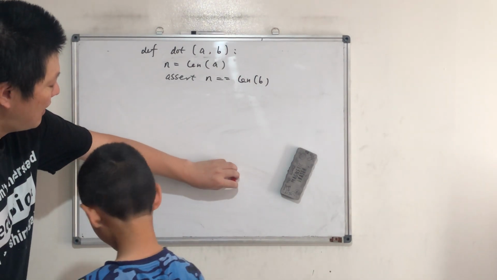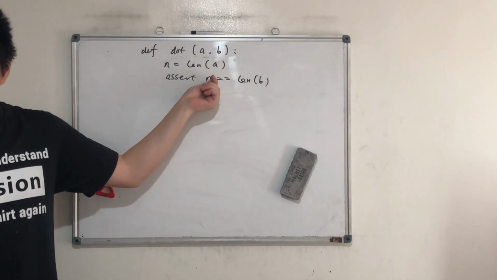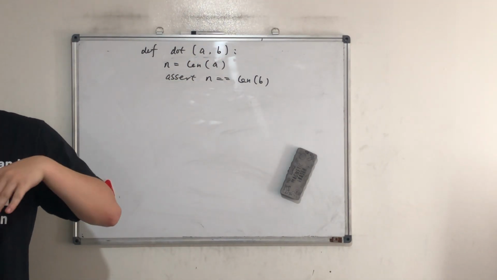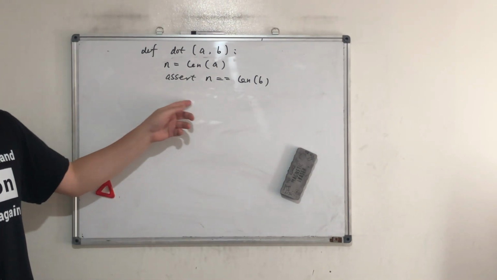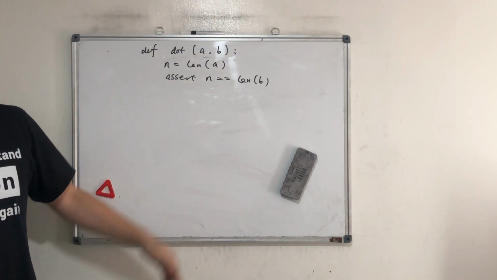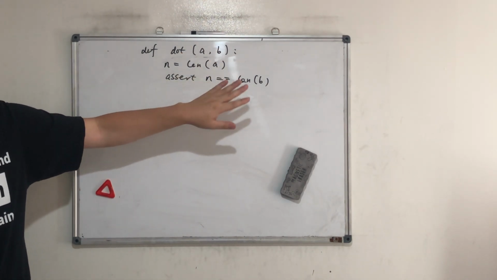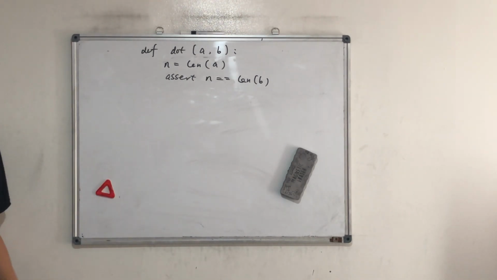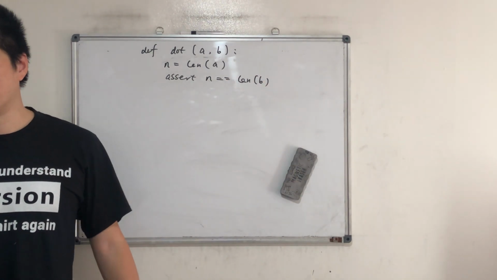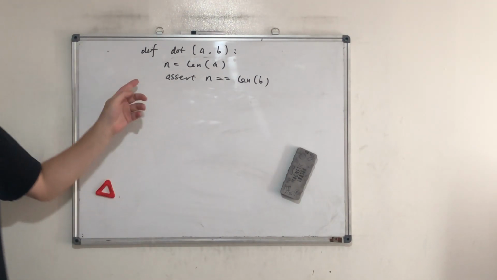So what happens if this does not satisfy? If n is not equal to the length of b, the computer will just scream. It will tell you that n is not equal to the length of b, and it will refuse to continue. That's the way to make sure that after this, we don't need to worry about them not being the same length. It just prints an error saying, I cannot continue. That's basically what it does here.